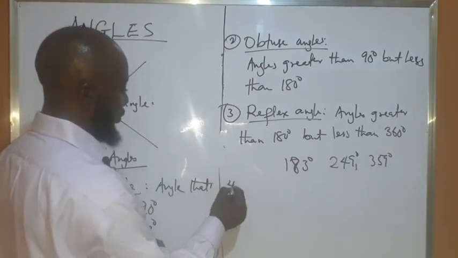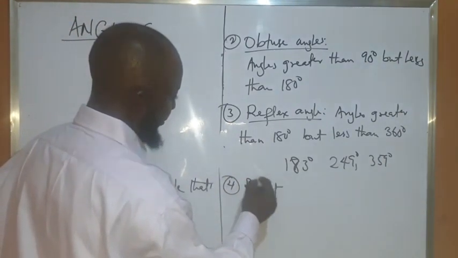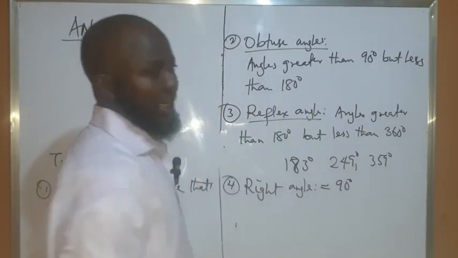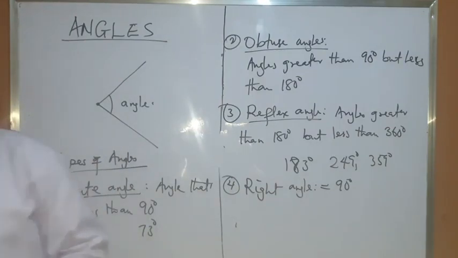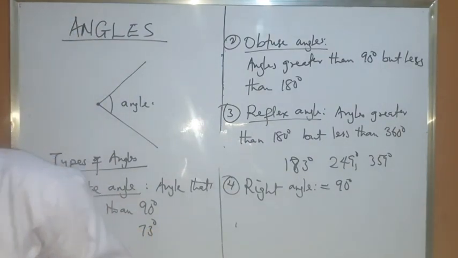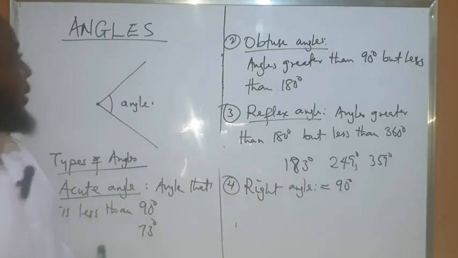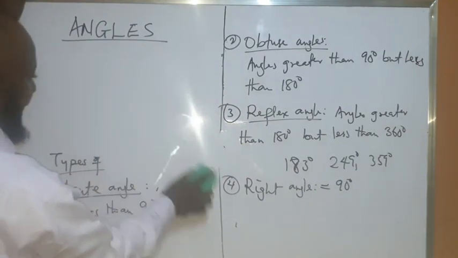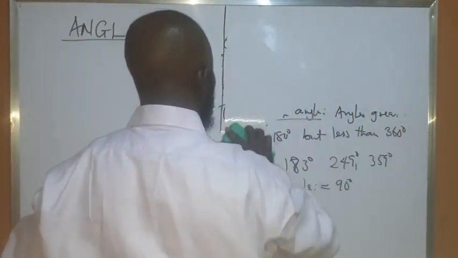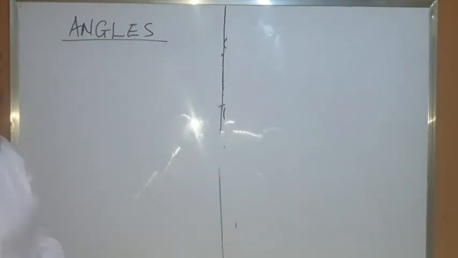Then the fourth one, which is very important for us to look at, is the right angle. I have mentioned it before. A right angle is equal to 90 degrees. Any angle that is equal to 90 degrees is referred to as a right angle. I hope that is very clear. So that is that on types of angles. Then we are now going to move into the clock, the difference between the hour hand and the minute hand. But before we look at that, we need to look at what we call revolution.